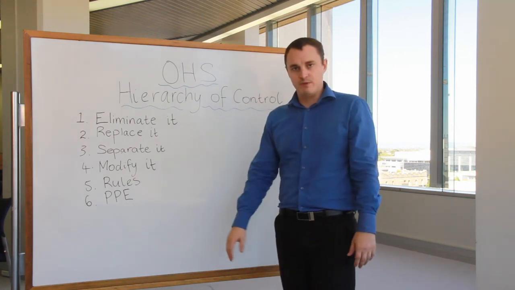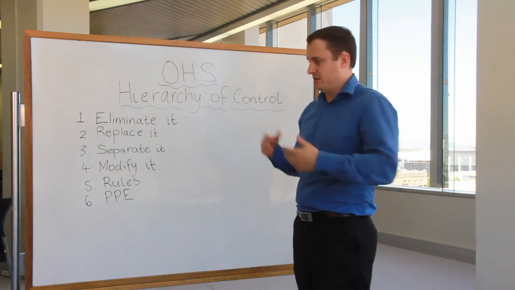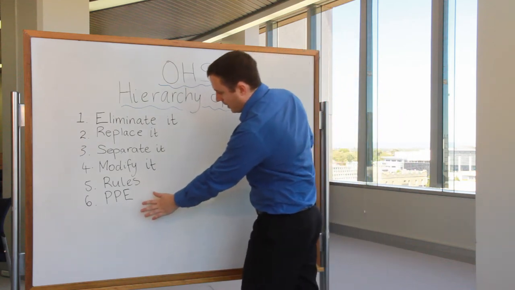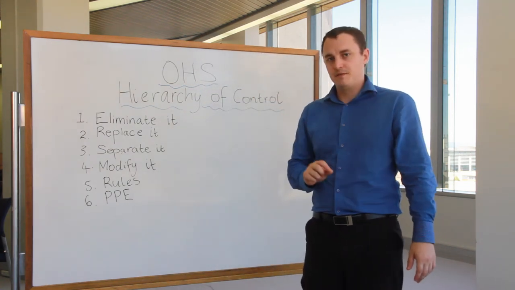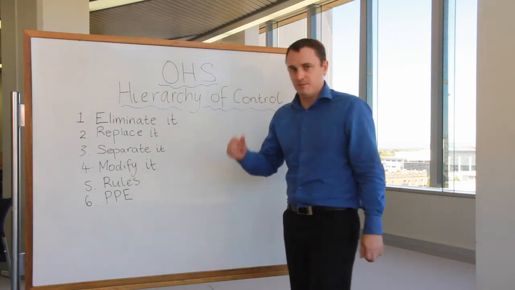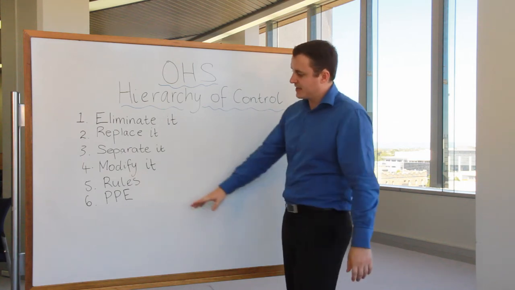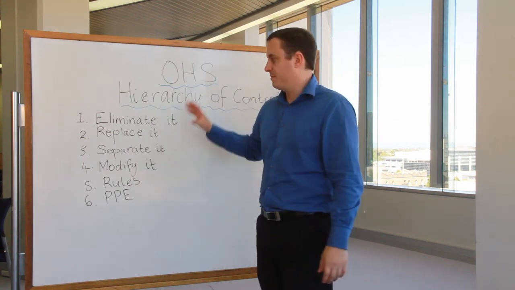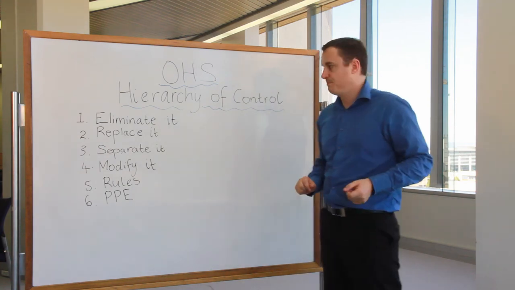So let's make some rules around it. You must wear hair nets so your hair doesn't get caught in the machine. Those types of things. And finally, if you can't do anything else, personal protective equipment, like, for example, wearing a hard hat, wearing welding masks, those types of things. It is the least preferred way of protecting students and staff members from a particular hazard.